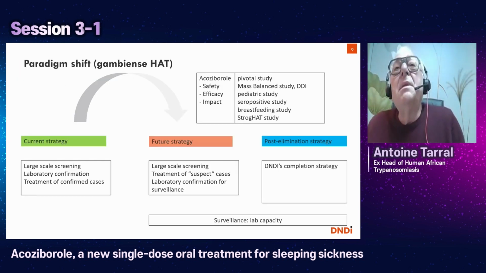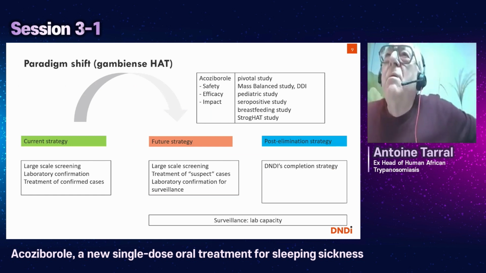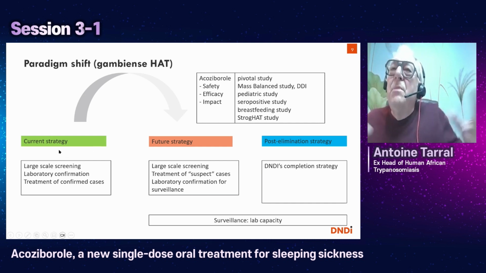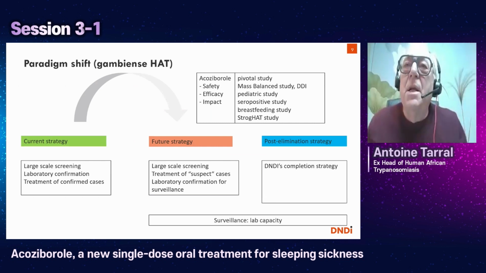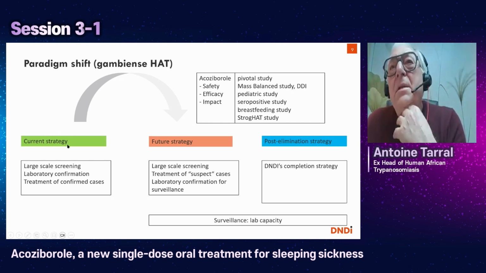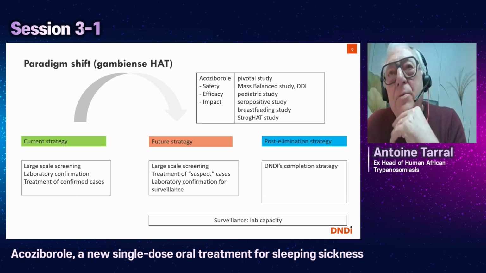What is our main goal now regarding this disease? Can we change the paradigm of the disease to see if we can treat the population earlier, before they go to stage 2? So with this single administration, we can hope for this approach. In a nutshell, the current strategy is hospitalization of confirmed cases, and it needs large scale screening to be sure to detect the patients.